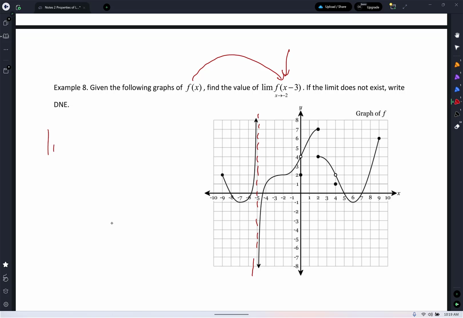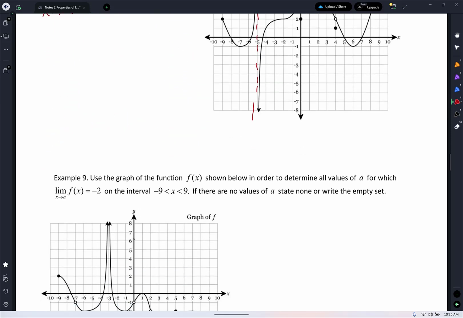So let's write it. Limit as x approaches negative 2 of f of x minus 3 equals, if I plug a negative 2 in there, negative 2 minus 3 is negative 5. And notice that at negative 5, you have a what? Vertical asymptote. So does my limit exist? Limit does not exist. You can also think of this function as moving 3 to the right, and if you move it 3 to the right, you have a vertical asymptote at negative 2. Whatever you think is easier. Are we okay so far, guys?